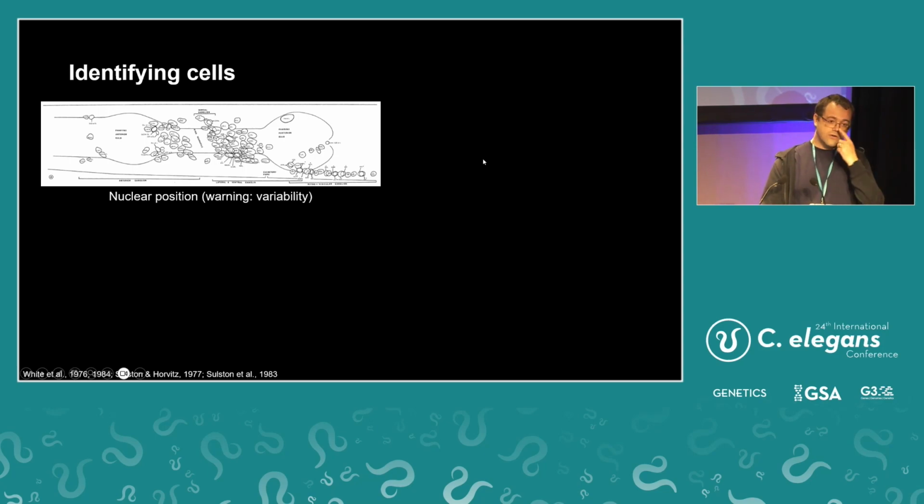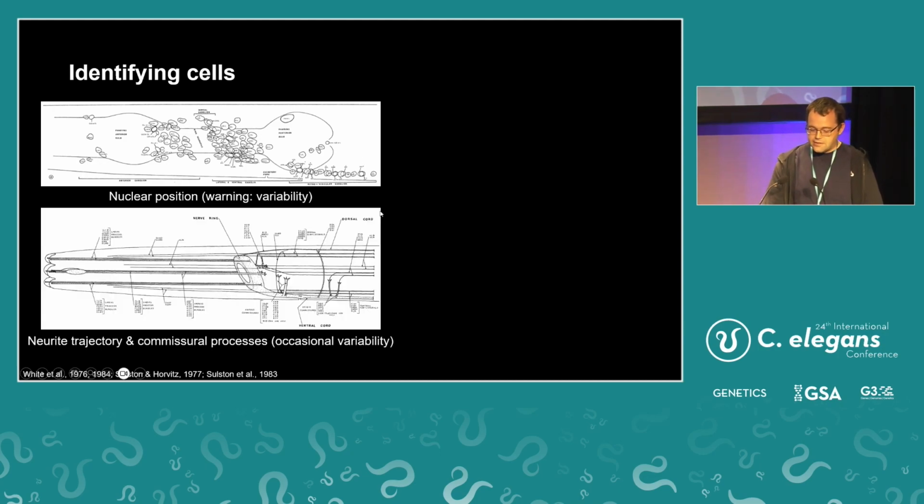So once you've got your EM volumes, you need to go through and identify the cells. Luckily we have this great map from John White and colleagues. One feature that we can use to identify our cells is the position of the nuclei. And this tends to be relatively stereotypic, so you've got the position within the worm, and also the position relative to the rest of the cell bodies. But there is some variability there as well, especially in places like the retrovesicular ganglion.